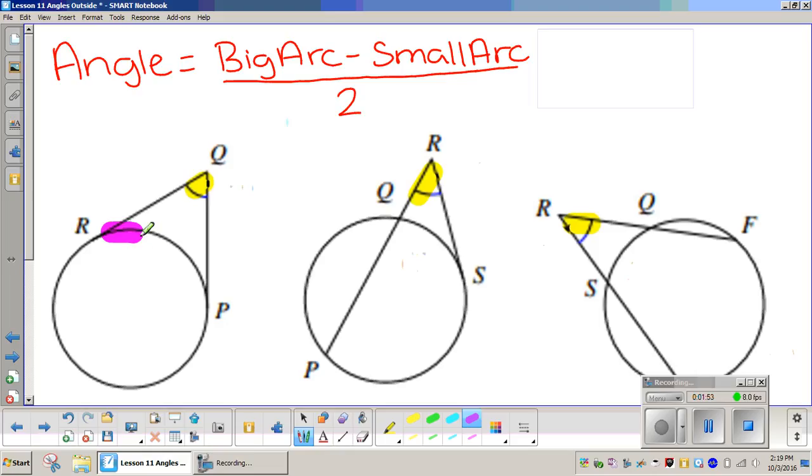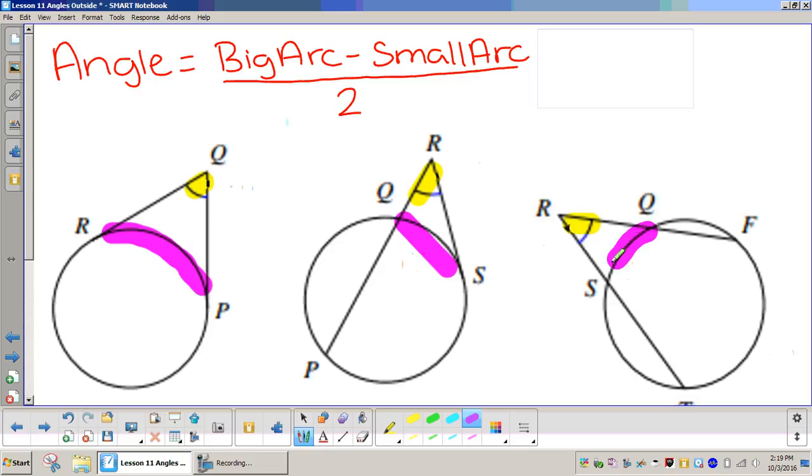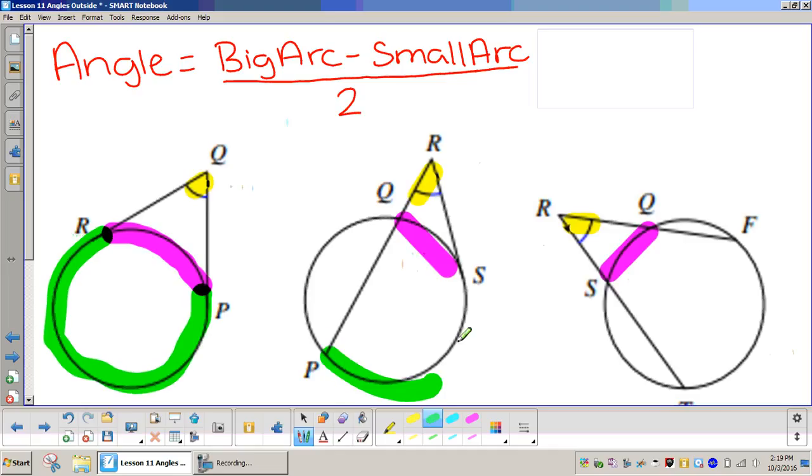So I have a small arc created in each of them between the two segments. And then I also have a big arc created in each of them. And you can see that the arc is between the two segments.